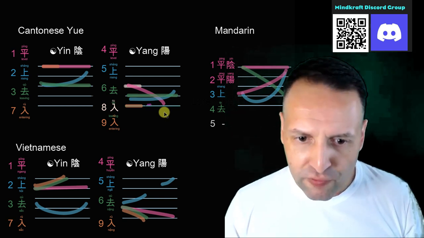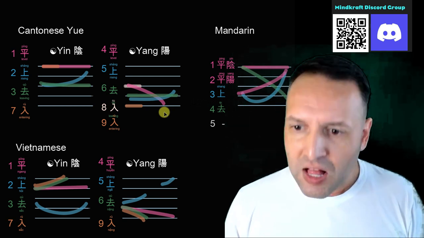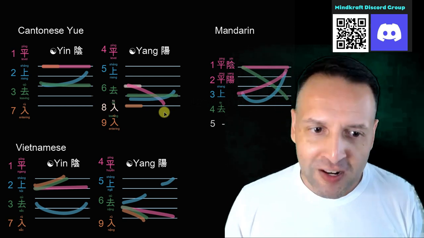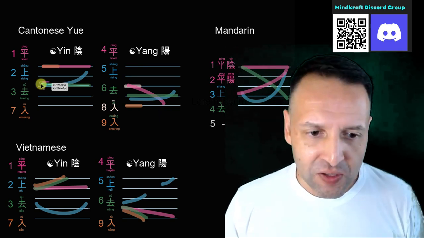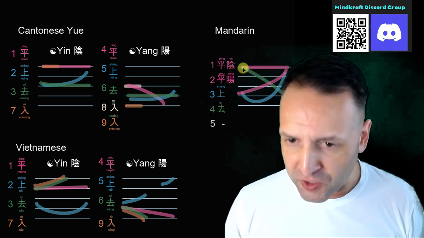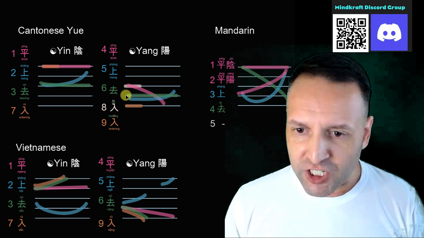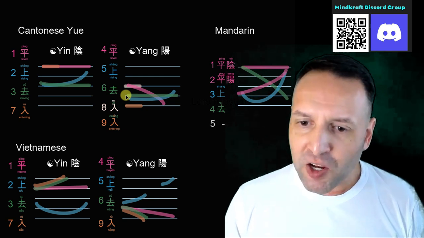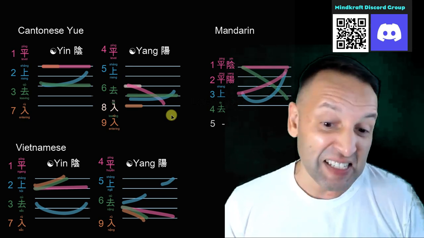So either of the blue from the Cantonese will always turn into the third tone in Mandarin, and then the leaving tone, the exiting tone, so ma, ma, will usually turn into the fourth tone in Mandarin. So for example, the word zhen in Mandarin is the second tone, so that would be this one, so yan in Cantonese. That's how it works.